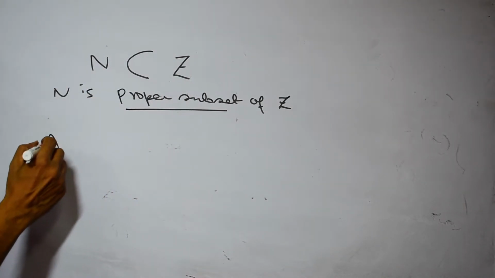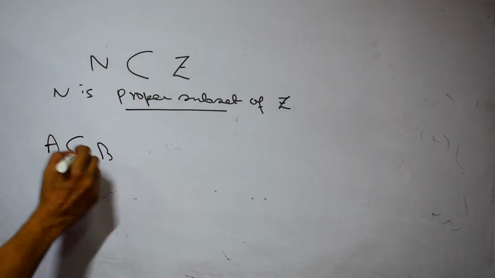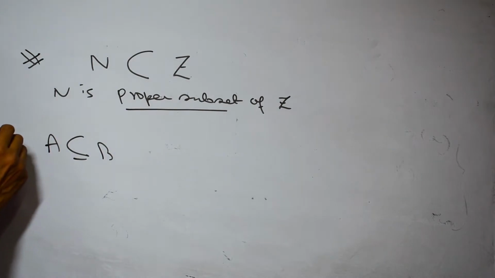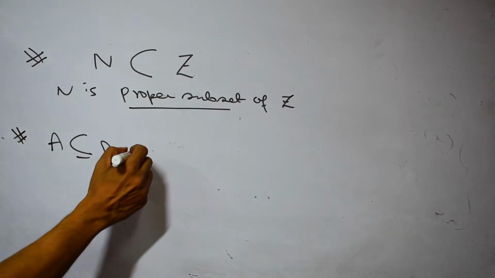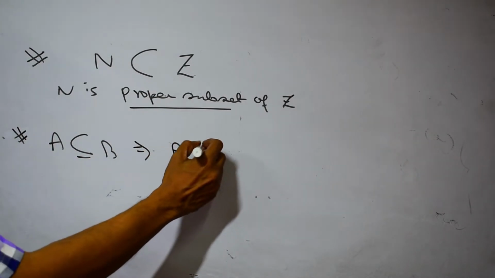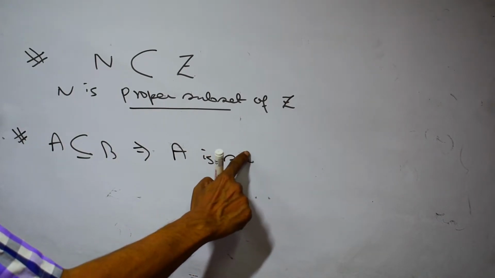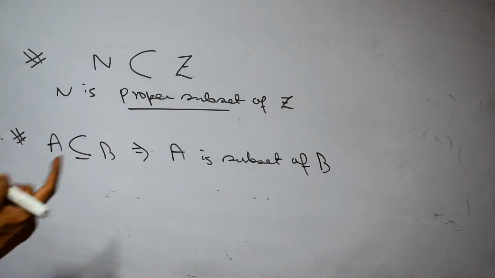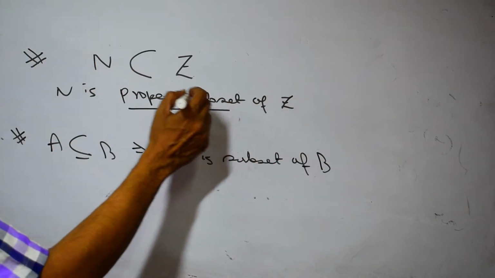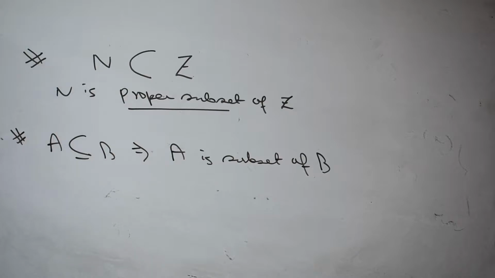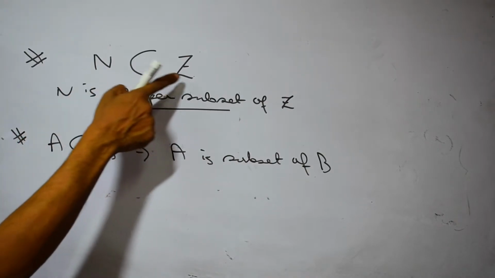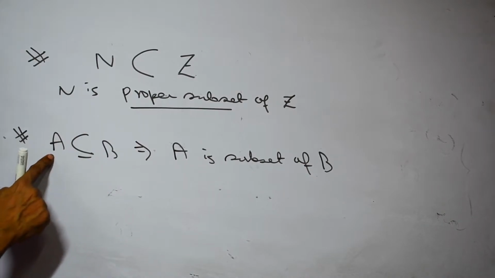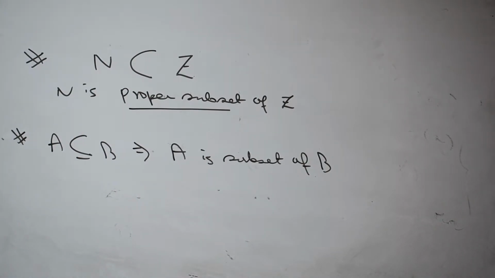But if I have this notation, A is a subset, then it is not a proper subset. This means A is a subset or equal to B. We say A is a subset of B. So when we say proper subset, then equality is not possible, like a natural number set cannot be equal to the integers. And A is a subset of B means A may be a set which is equal to B.